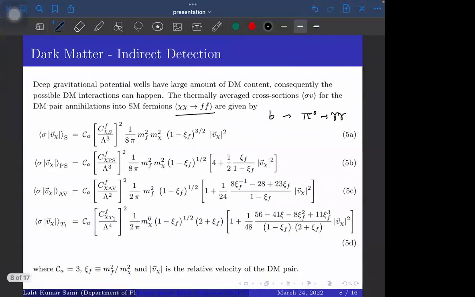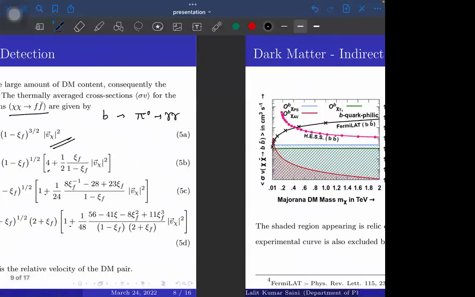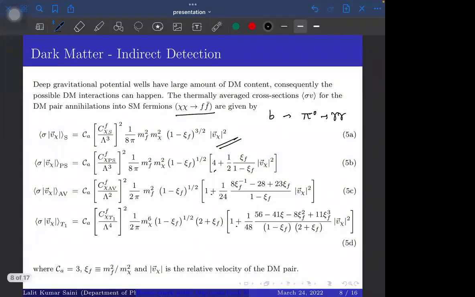Here I have calculated the theoretical cross section from the operators that I'm using, and as you can see, the cross section for the scalar operator is velocity dependent at the leading order, and for the others it is not. One more thing: this C is the number of colors for the top and bottom. This psi f is defined as m f square by m chi square, and v chi is the relative velocity of the two dark matter particles.